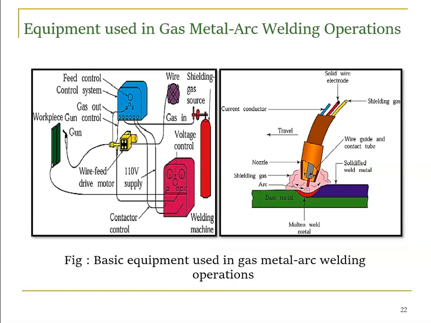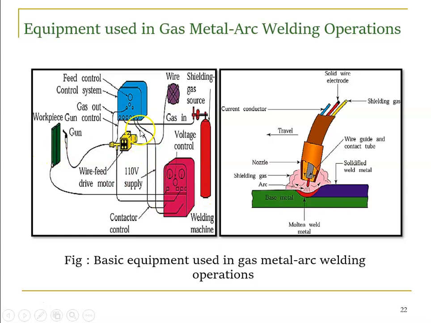So these are the equipments we use for gas metal arc welding. First one is a source, the welding machine or control unit. The welding machine is connected to the feed control system. The feed control means we need to feed the electrode, the filler metal, as a wire. The feed of the wire is controlled by the feed control, and one part is connected to the workpiece.